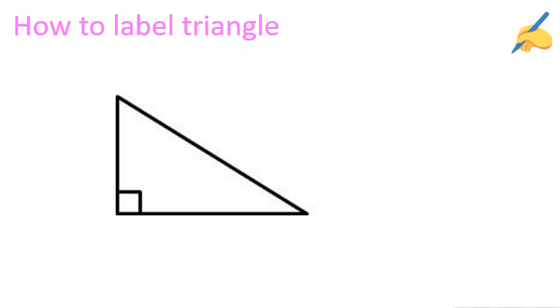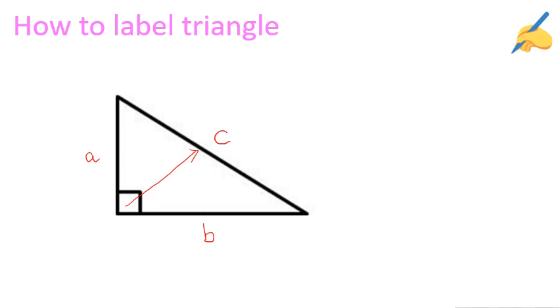In the other lesson we looked at right-angled triangles. Now I'm going to show you how to label them. We're always going to label them like this. The longest side, which is opposite the right angle, we always label with the letter C. And we label the other two shorter sides A and B, it doesn't matter which one's which.